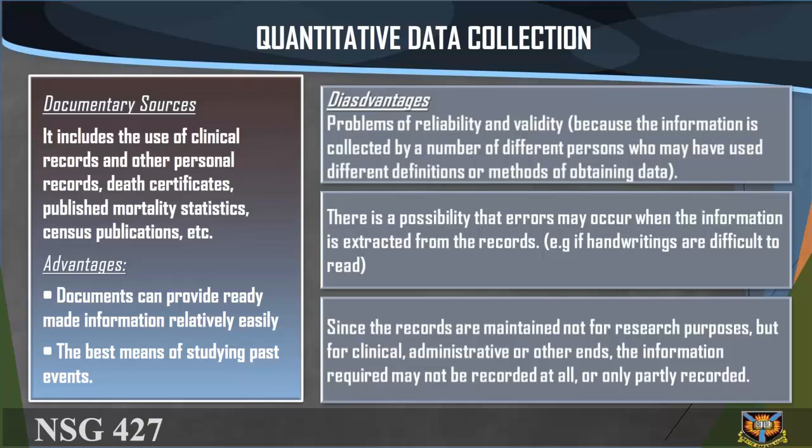Disadvantages: 1. Problems of reliability and validity, because the information is collected by a number of different persons who may have used different definitions or methods of obtaining data. 2. There is possibility that errors may occur when the information is extracted from the record. That is, this may be an important source of unreliability if handwriting is difficult to read. Since the records are maintained not for research purposes but for clinical, administrative or other ends, the information required may not be recorded at all or only partly recorded.